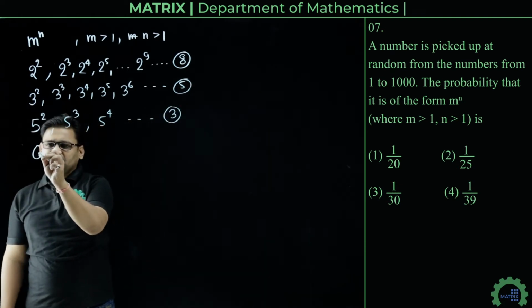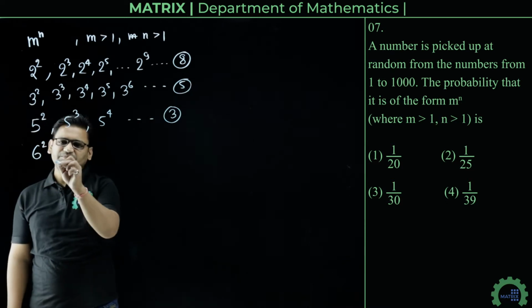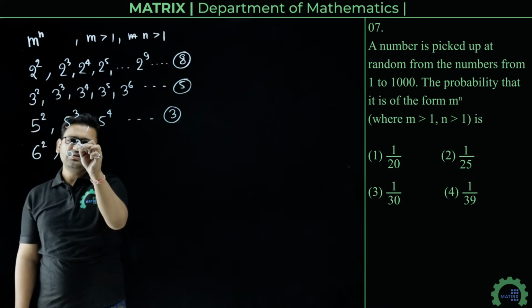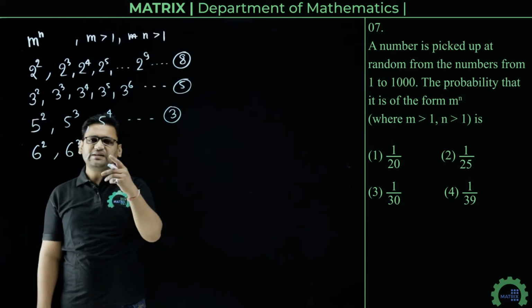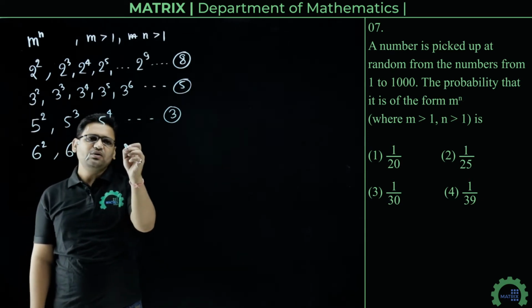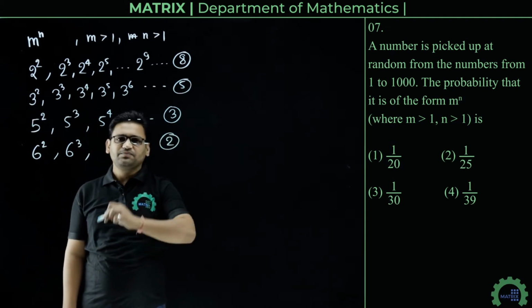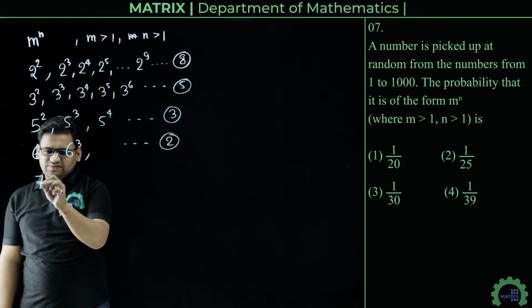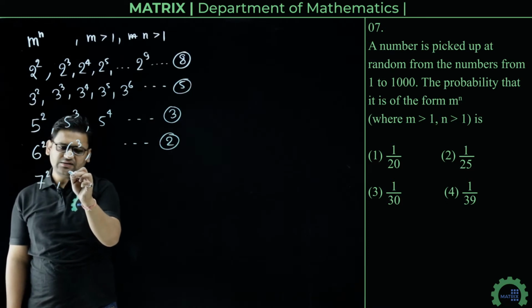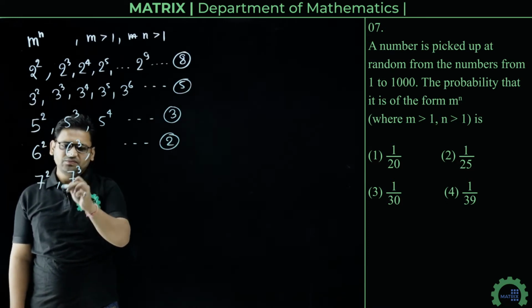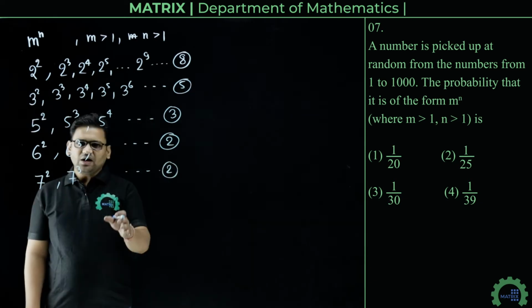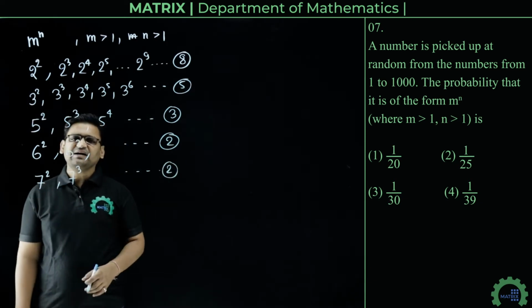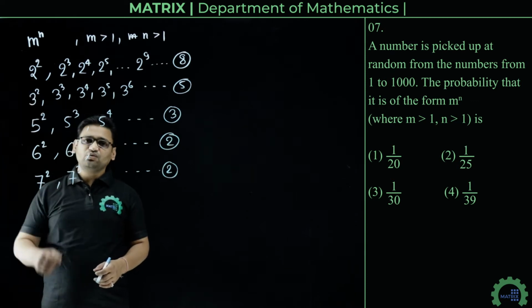Now we will take the number 6. So 6 square, 6 cube, and 6 raised to power 4 will be greater than 1000. So we will take only 2 cases here. Now for the number 7, 7 square and 7 cube, that 2 numbers will be there. Now for the number 8, we have already taken that cases in the number 2.